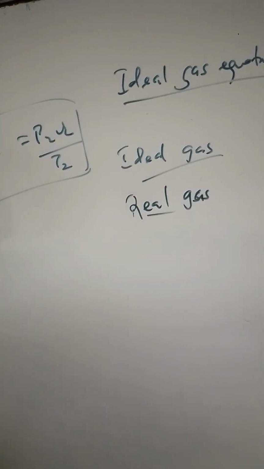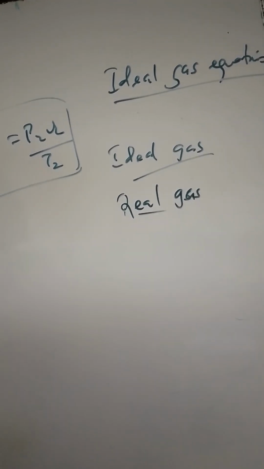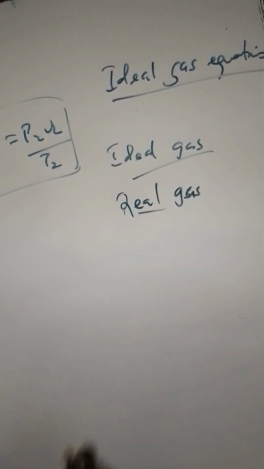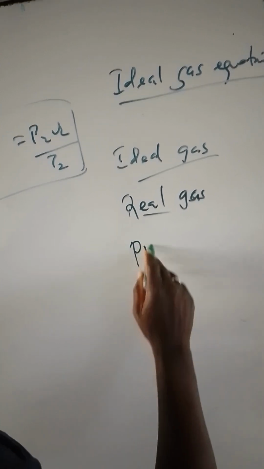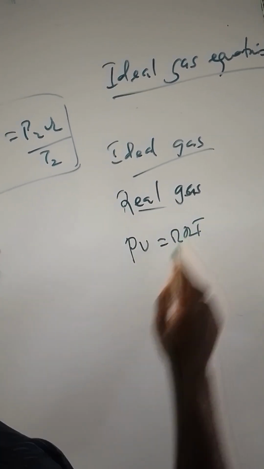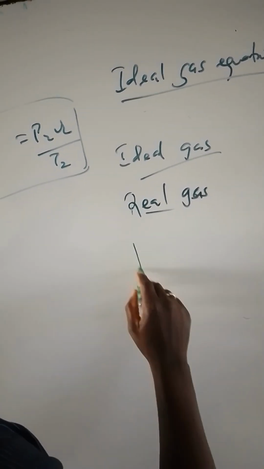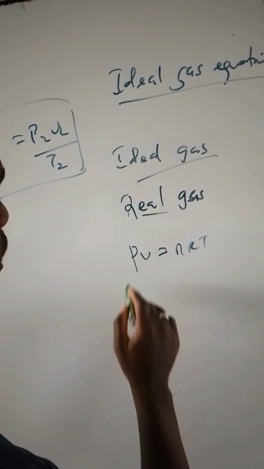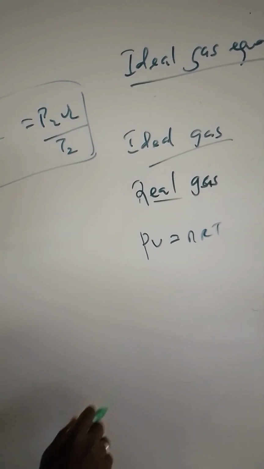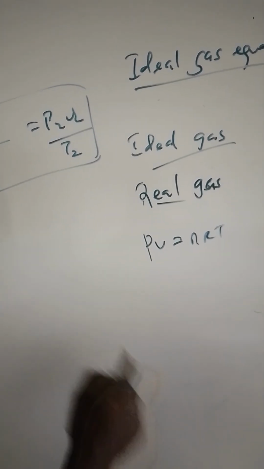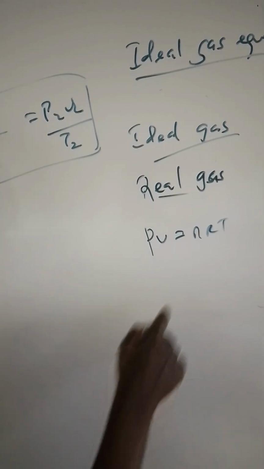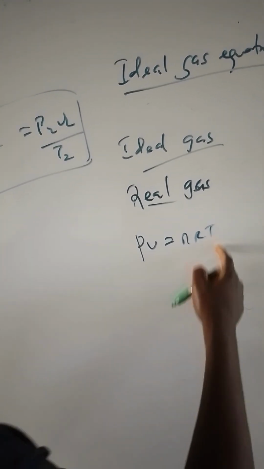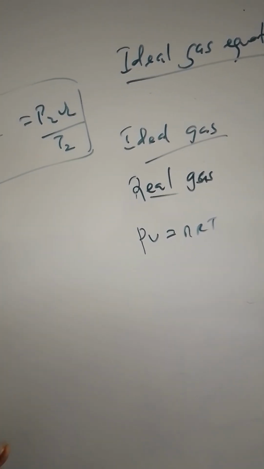And what is the formula for the ideal gas equation? The general formula for the ideal gas equation is PV is equal to nRT. I'll repeat again: we have what? PV is equal to nRT. What is P? P is pressure, in millimeters of mercury or in atmospheres. V is volume, n is the number of moles, R is the gas constant, and T is the temperature, as the case may be.